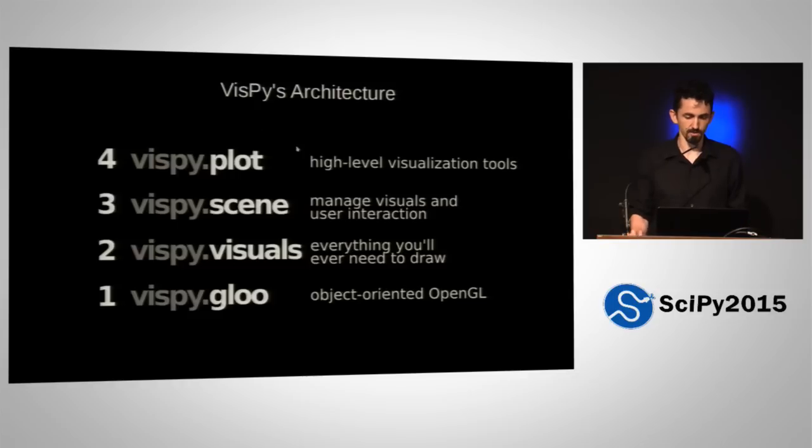So VisPy is divided up into 4 layers in its architecture. At the bottom, we've got the very low-level stuff that gives you the most flexibility and control over OpenGL. And at the highest levels, you have a very simple API that gets your data to visualization as quick as possible. VisPy.glue is our object-oriented wrapper around OpenGL. OpenGL itself is rather verbose and a bit awkward and clumsy to use. So VisPy.glue wraps this up in a nice object-oriented Pythonic interface.